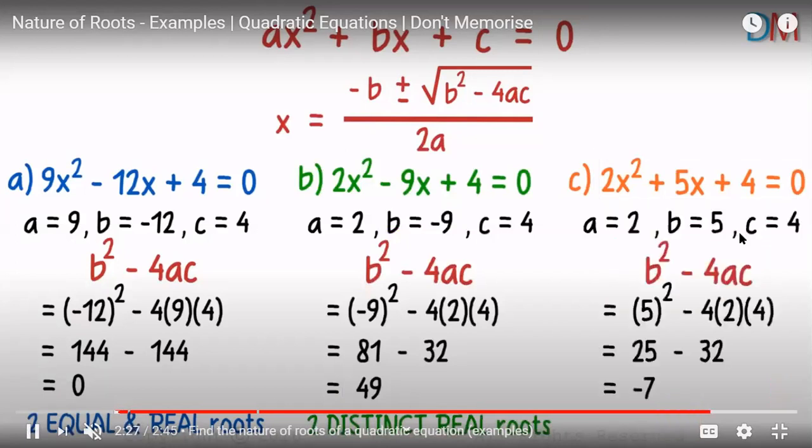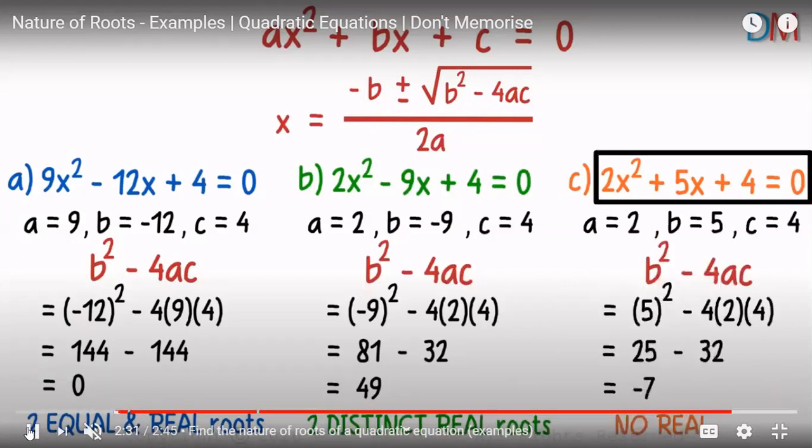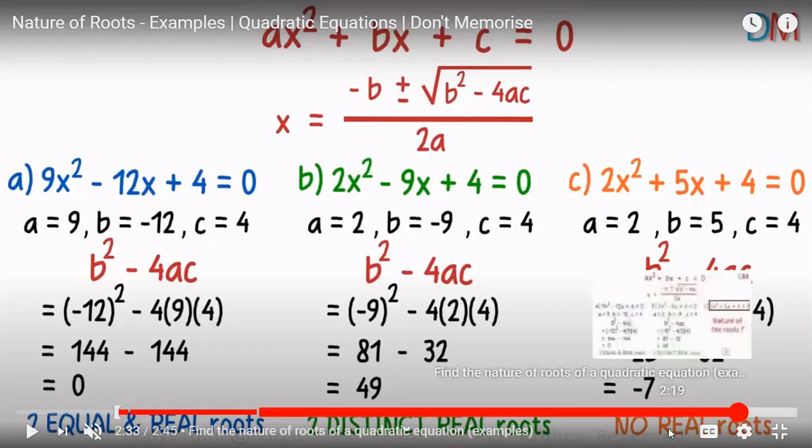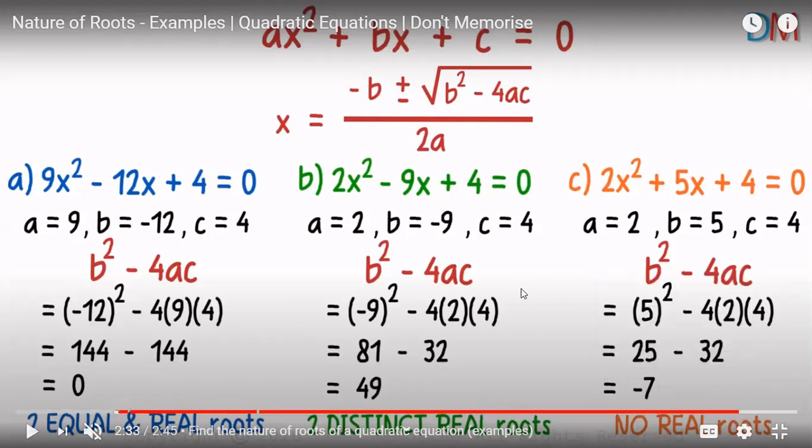Now what is the nature of root in the last equation? a equals to 2, b equals to 5, c equals to 4. What is the answer? 5 square is 25 minus 4 multiplied by 4, 4 fours are 16, 16 twos are 32, 25 minus 32 equals to minus 7. Now, minus 7 is less than 0, a negative number. This means the equation contains no real root. The nature of the root of this equation is complex. Complex root means the discriminant under the root is less than 0, or the equation contains an imaginary number. No real number is possible to satisfy the given equation.